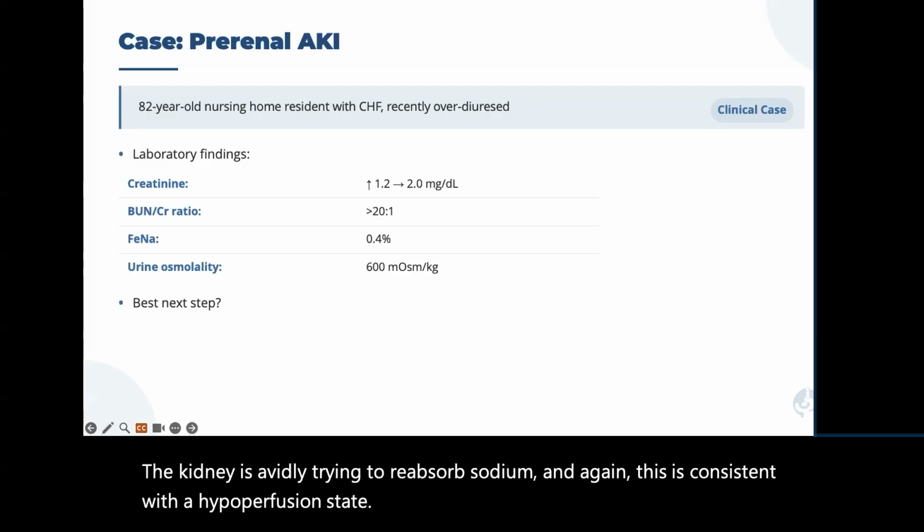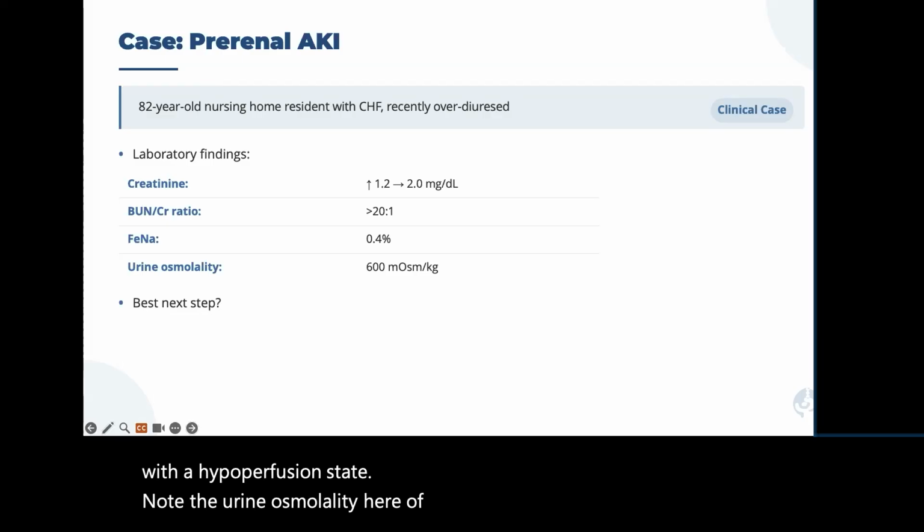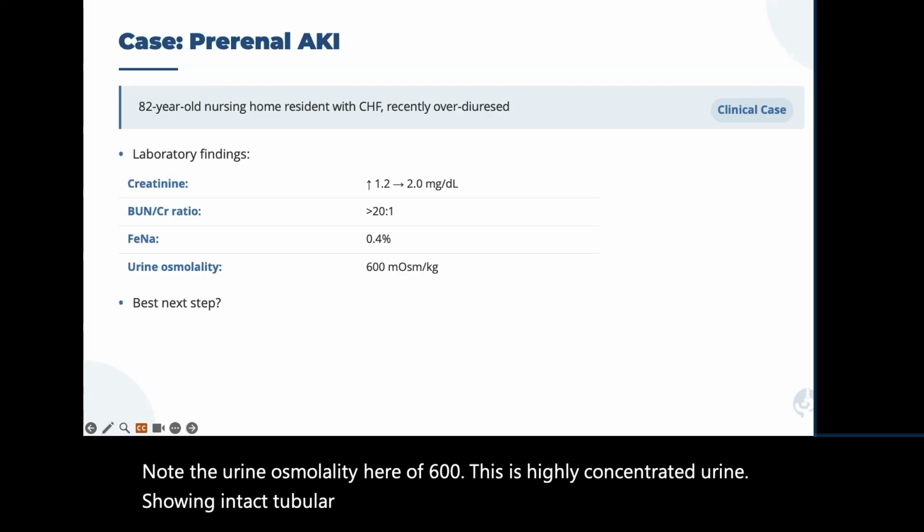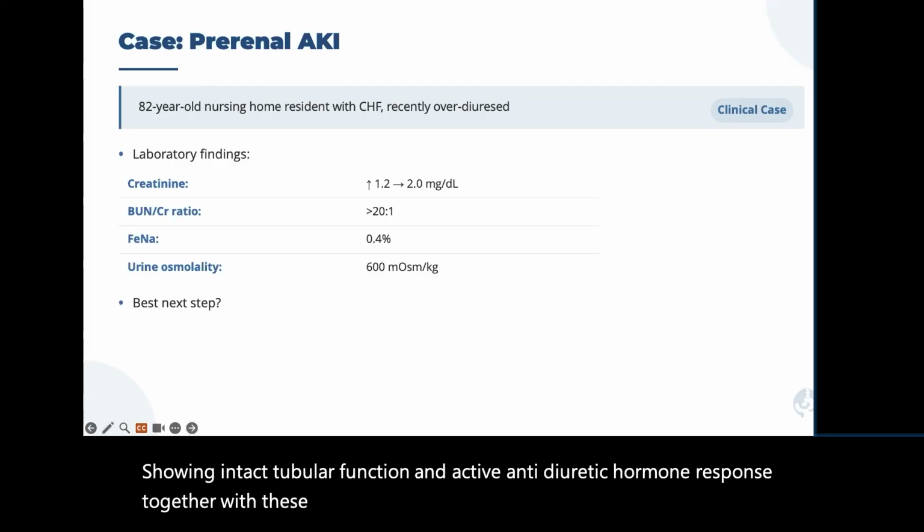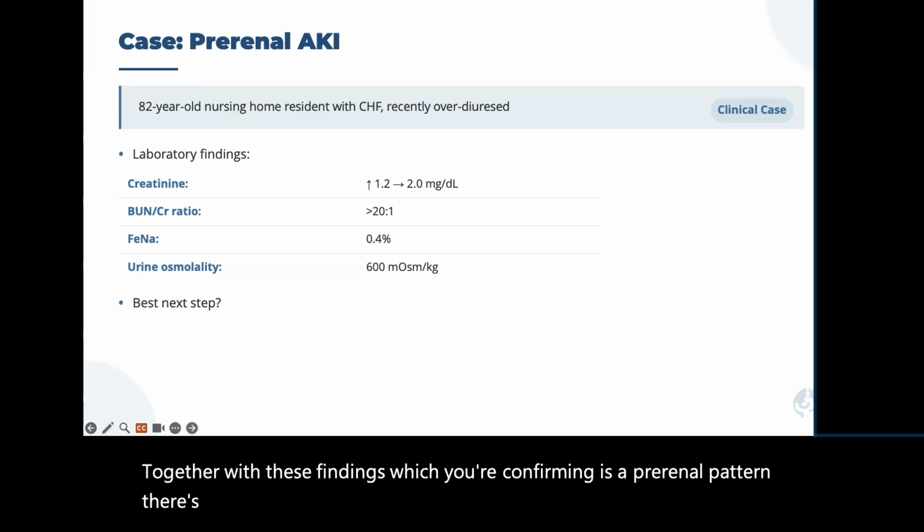Note the urine osmolality here of 600. This is highly concentrated urine, showing intact tubular function and active antidiuretic hormone response. Together with these findings, what you're confirming is a prerenal pattern. There's decreased renal blood flow without parenchymal damage.